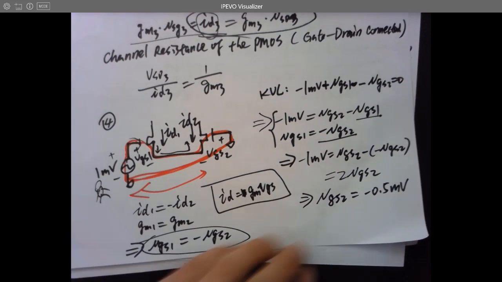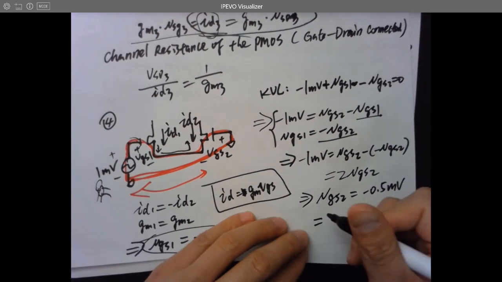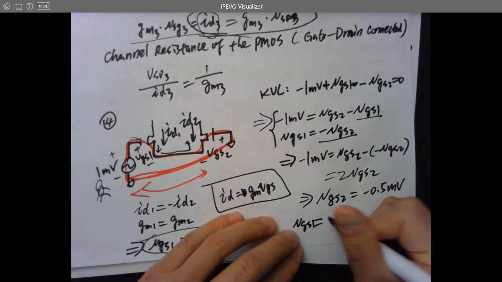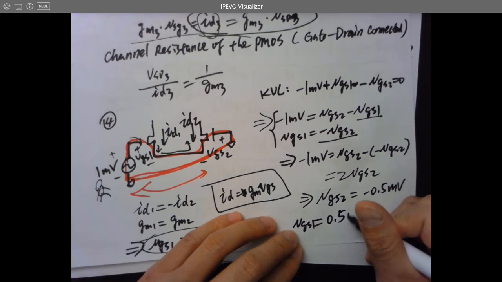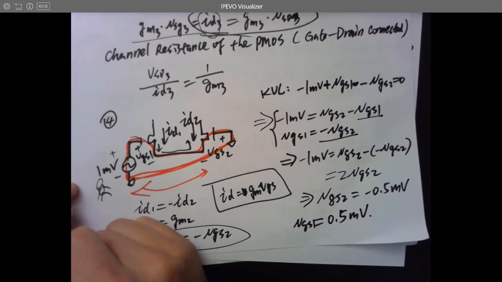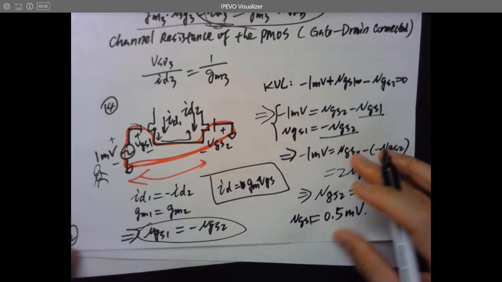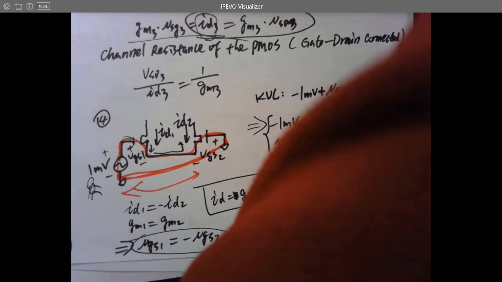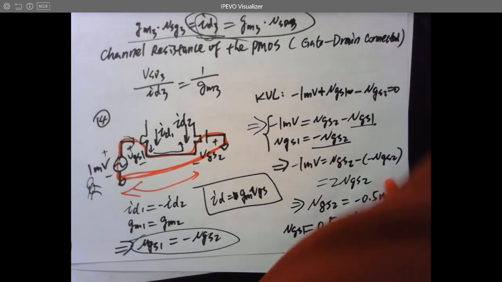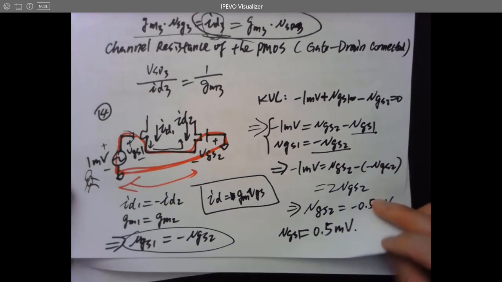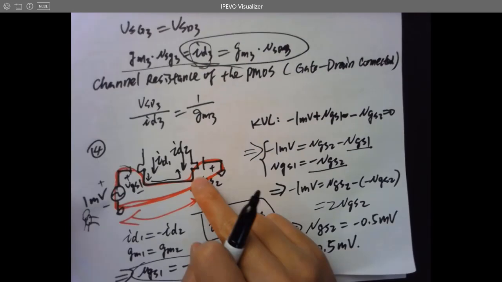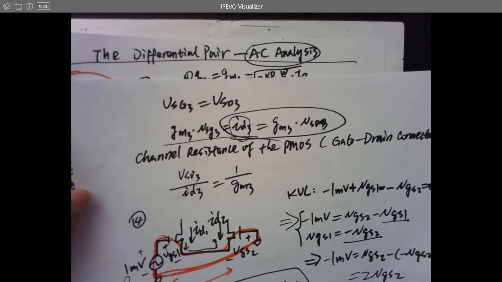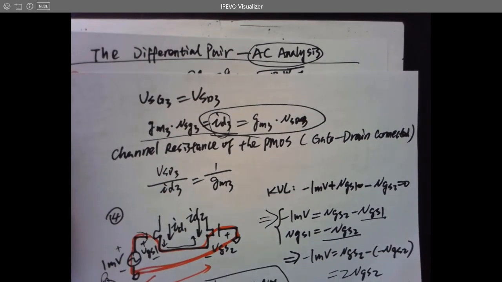All right, and which equals to, and also VGS1 equals to 0.5 millivolts. They are equal and opposite to each other. So good news, we know VGS now. Okay, so what's next? So now we know VGS. What's the next step?